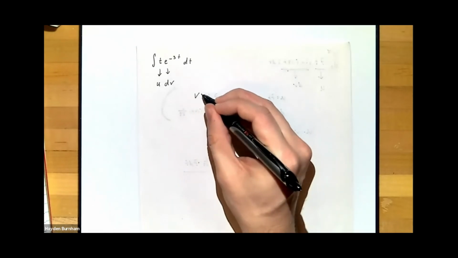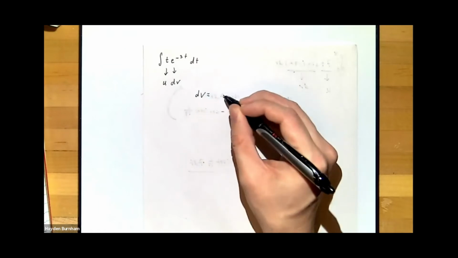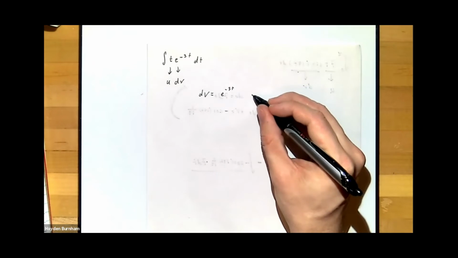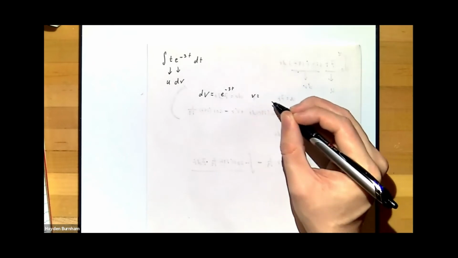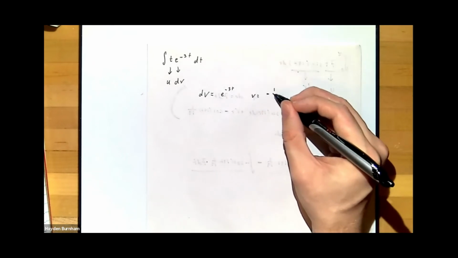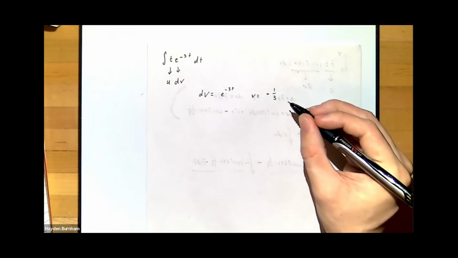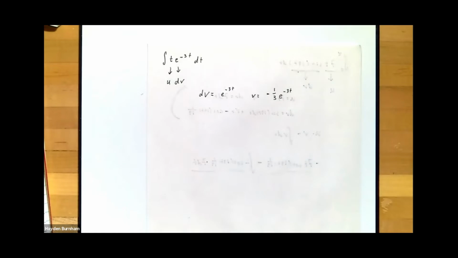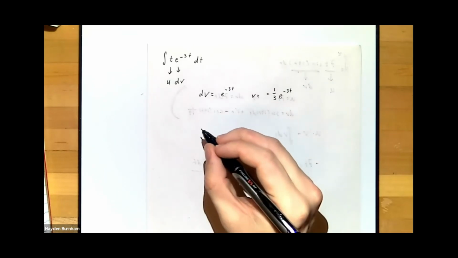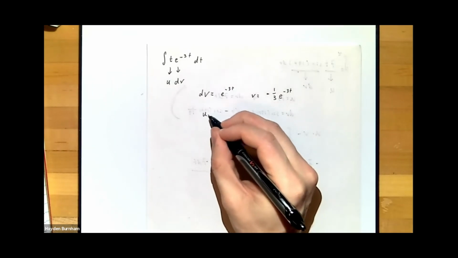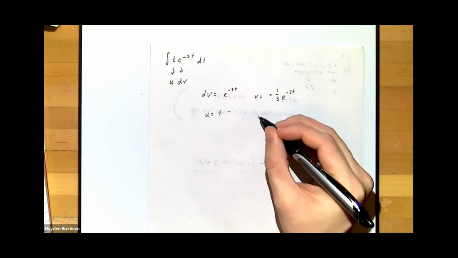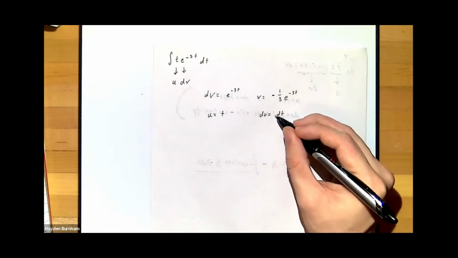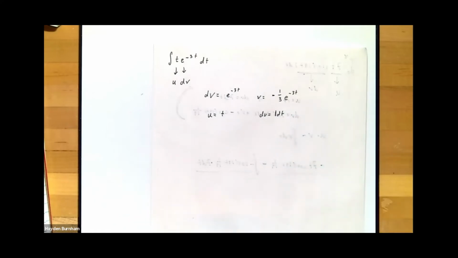So again, we have the dv equals e to the negative 3t. So that means our v is probably going to be negative 1/3 e to the negative 3t. And then we have our u, which is t, du, which is just going to be dt, or 1 dt. Right.